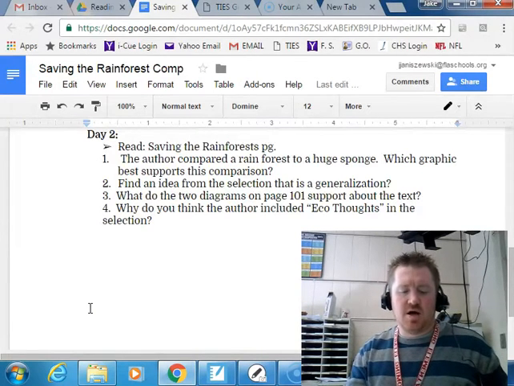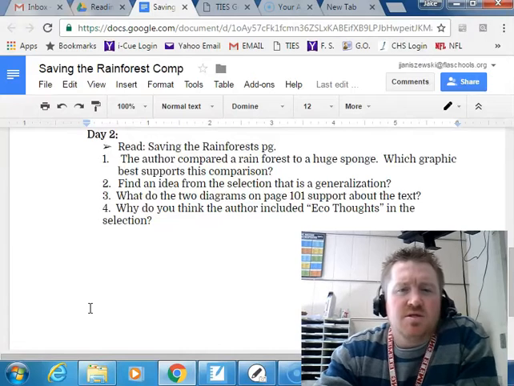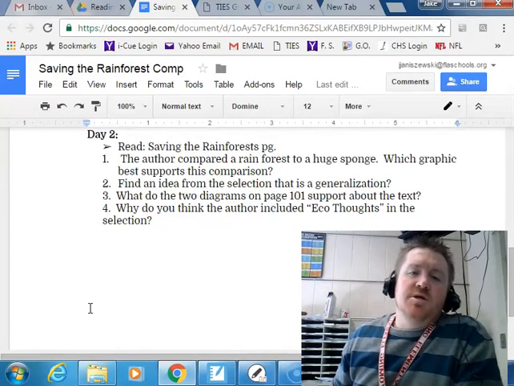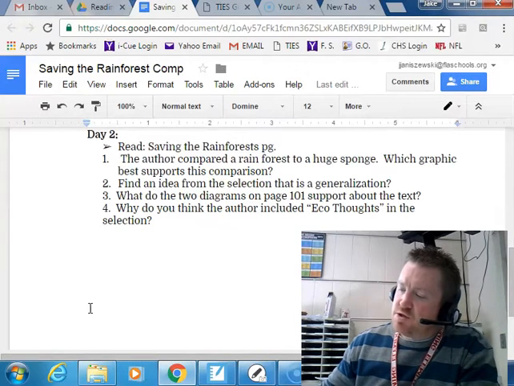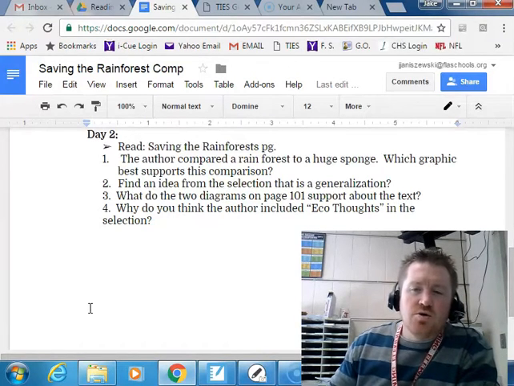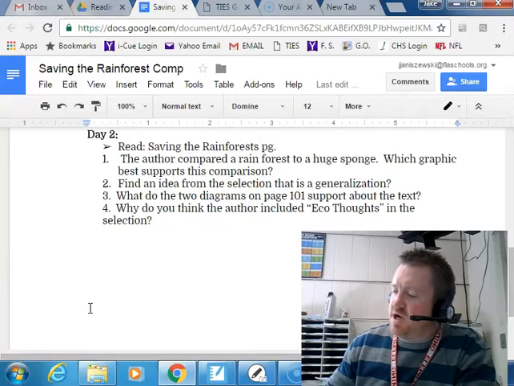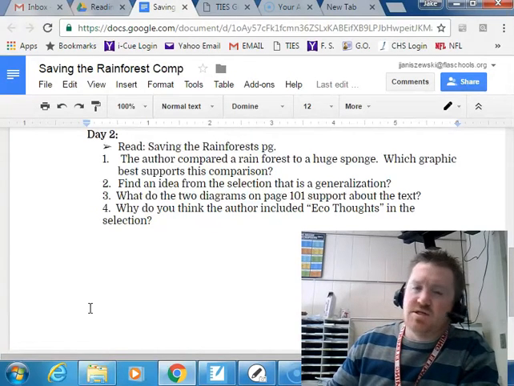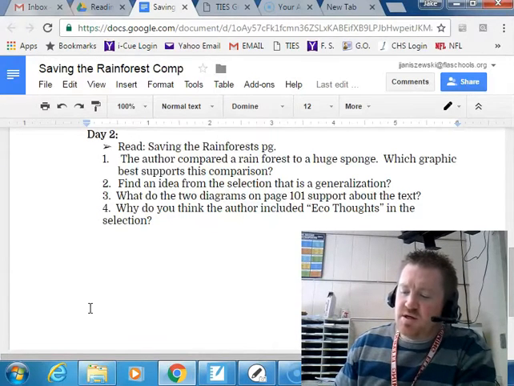Getting to the questions, we have: the author compared a rainforest to a huge sponge. Which graphic best supports this comparison? Well, graphic, boys and girls, means which picture or diagram in the book, and there's a couple you could choose from. Looking at page 97, it shows how a tree takes up and loses water. So you could say that the graphic that best supports this comparison is the picture on page 97, which shows the tree's roots taking the water down through the soil and the water going up through the trees and into the leaves.